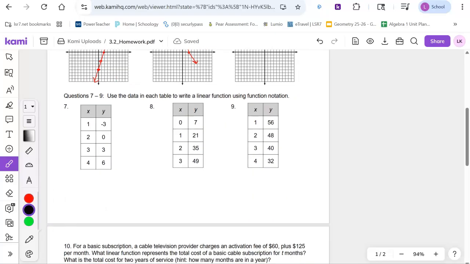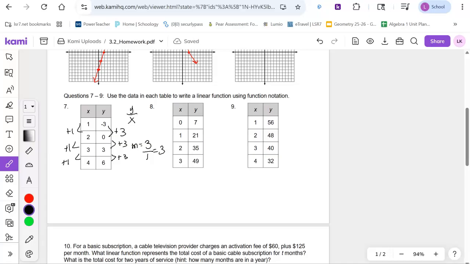So for questions 7 through 9, use the data in each table to write a linear function using function notation. The first thing I'm going to do is find the slope. You can do a couple different things. Here I'm adding 3 to the y's, and the x's I'm adding 1. And remember, it's y over x. So my slope is going to be 3 over 1, which is just 3.